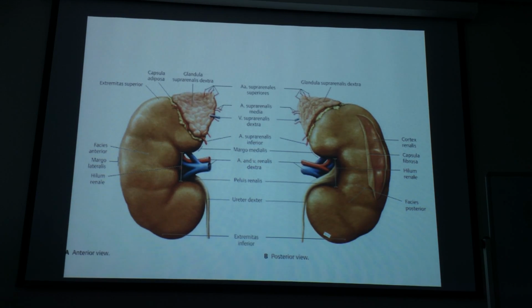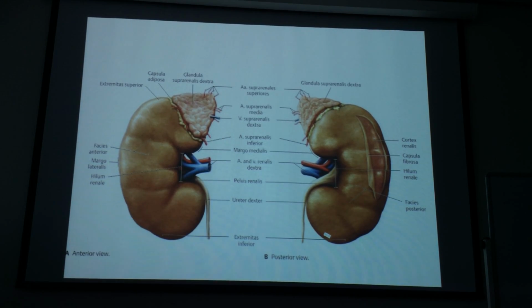Why I put it here: you can see that in the posterior view, the pelvis is the most posterior thing, but now it comes anterior because we are looking from behind. And if you look from the front, we can see the vein is the most anterior structure. And from the back, the renal pelvis is the most anterior structure. Is that clear? Clear enough.